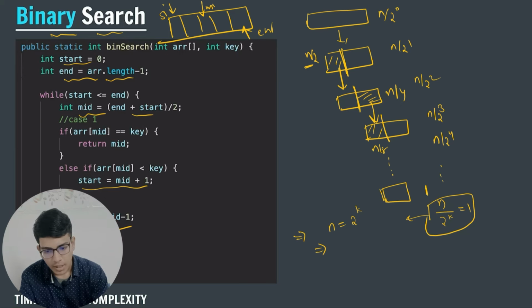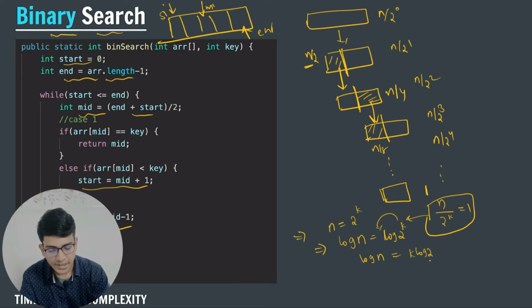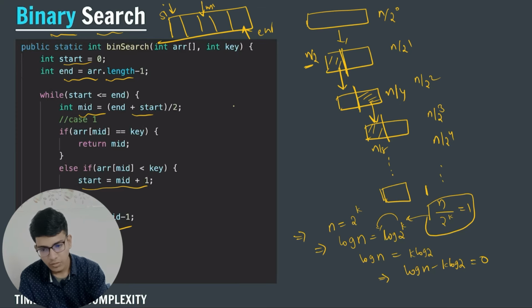This is my equation. Now let us apply log on both sides. So by applying log, log n is equal to log 2 to the power of k, and this k will come here. So log n is equal to k log 2. So from this I can extract the equation, that is log n minus k log 2 is equal to 0. And what our rule will tell, first of all, we'll ignore constants.